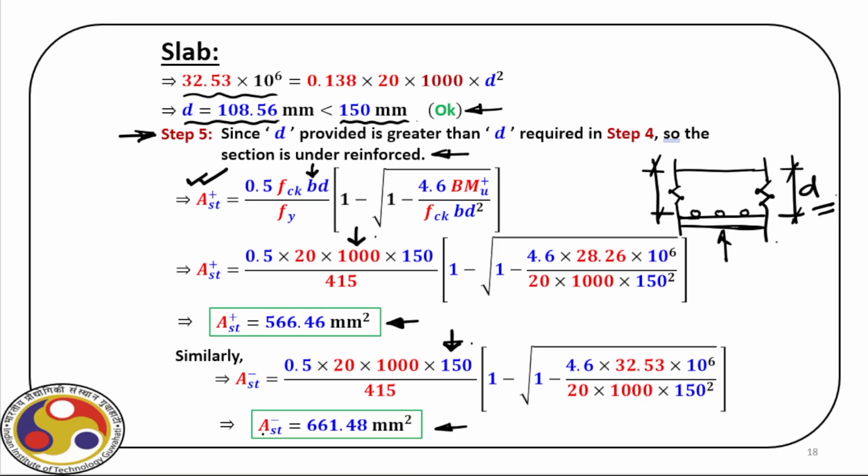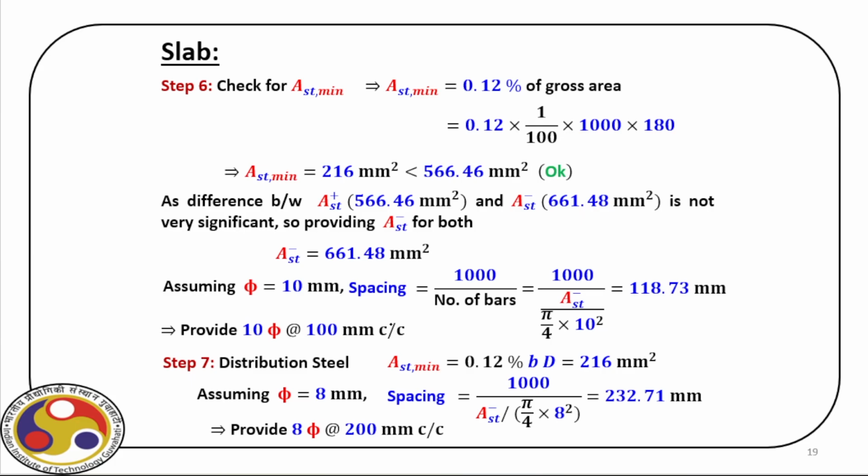Now for this problem, AST negative is 661.48 millimeter square. So first what we have to do, we have to check the minimum steel requirement, that is AST minimum, which is in our case 0.12%, because we use Fe 415. So minimum requirement is 216 millimeter square, and obviously we provide more than that, and hence it is okay.